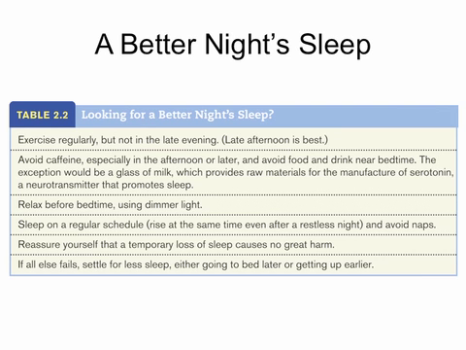Okay, so the advice given in your book for a better night's sleep: exercise regularly but not late in the evening. Avoid caffeine, especially in the afternoon and at night. Relax before bedtime, and lower the amount of light in the room so that your body begins to recognize that it is time for bed. That means not staring at your phone screen in bed. It's bad. Sleep on a regular schedule, and reassure yourself that a temporary loss of sleep is not going to cause any great harm, because sometimes people try too hard to fall asleep and then they psych themselves out. If all else fails, settle for less sleep, either going to bed later or getting up earlier, so that you're timing those bedtimes to match those 90-minute cycles.